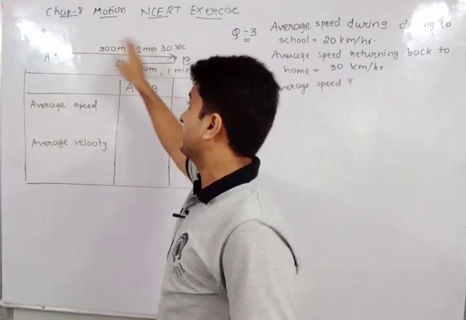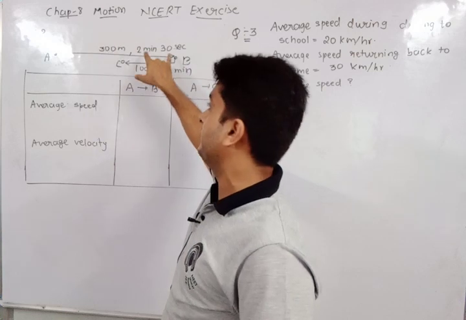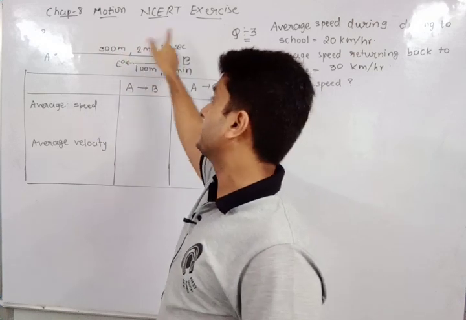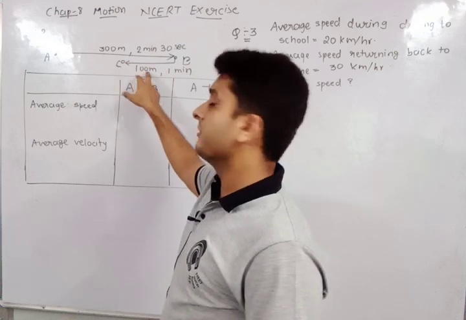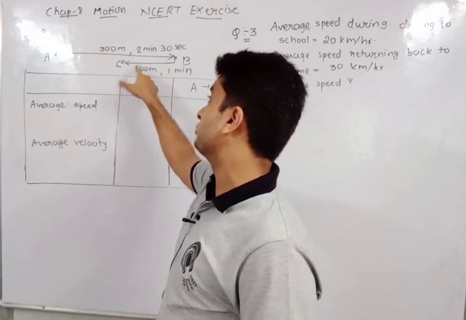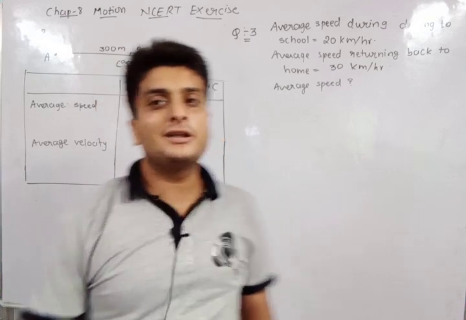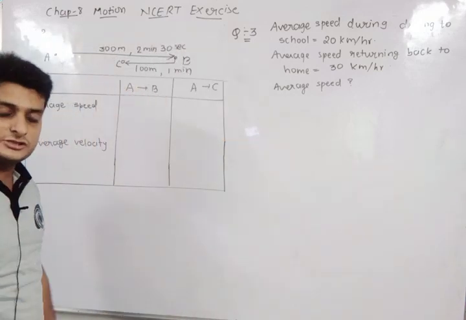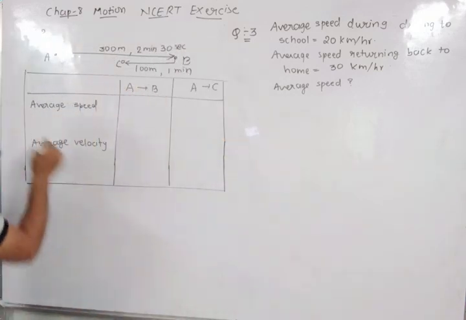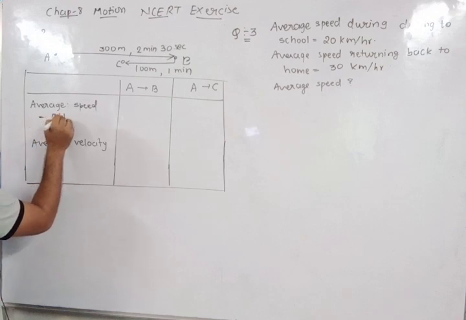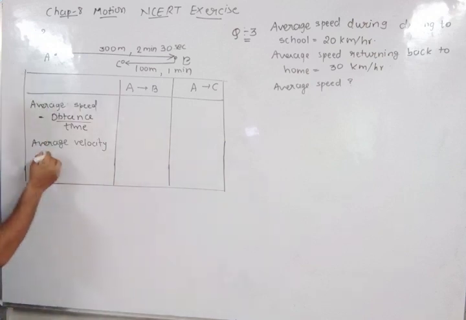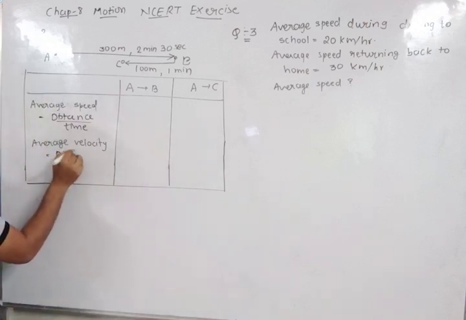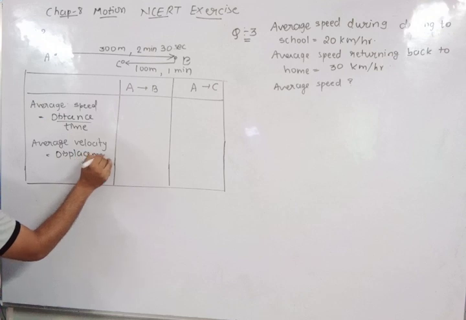A and B are 300 meter apart, and the time for the journey is 2 minutes 30 seconds. The other point is C. B to C is 100 meter and the time for B to C is given as 1 minute. Now let's find the average speed and average velocity. I know you are aware that average speed is distance traveled by time, while for average velocity we write displacement by time.